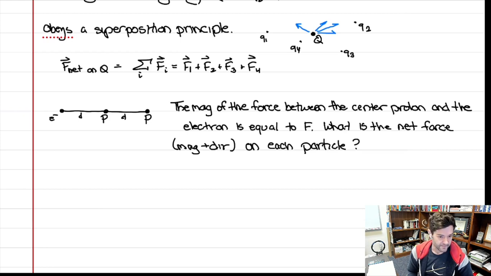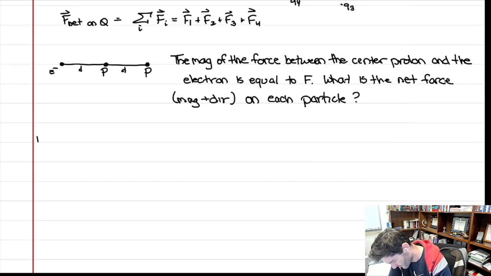So if I know the magnitude of the force between the electron and the proton is F, I can think of the directionality: they are opposite charges, so the electron is pulling that center proton towards the left. I could then ask, what about the two protons? And then what is the net force from everything? And then we'll look at the other particles. So let's think about the center proton first.